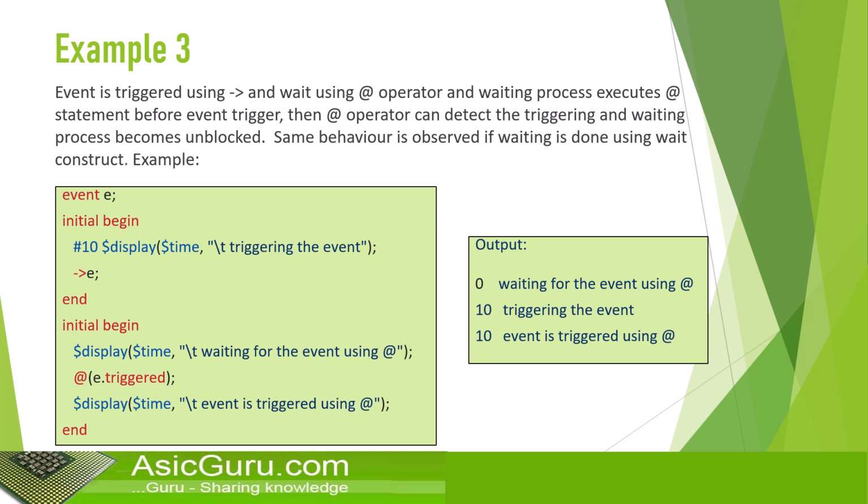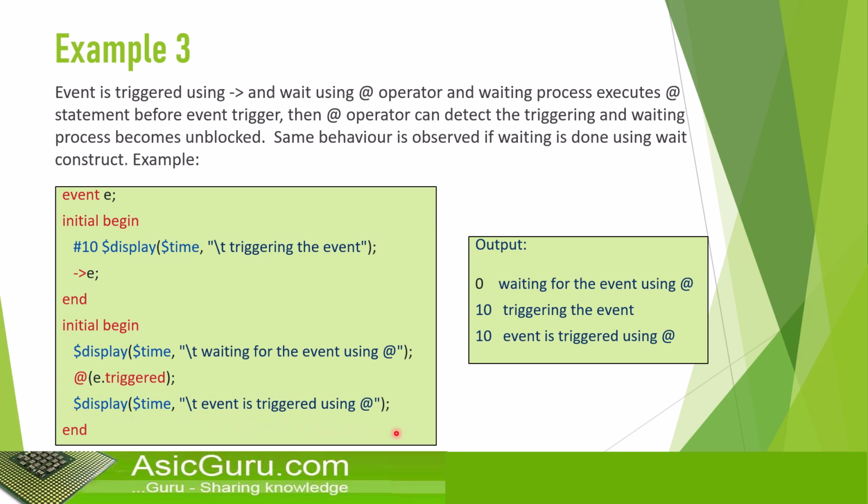So this is another example, and in this example we are again using the @ operator to wait for the event. The only difference is that the waiting process starts at time 0 while the triggering is delayed by 10 time units. This sequencing ensures that the @ operator is already active and monitoring the event when it is triggered at timestamp 10. Because of this, @ successfully detects the event trigger and the waiting process gets unblocked, and this statement would also get executed.